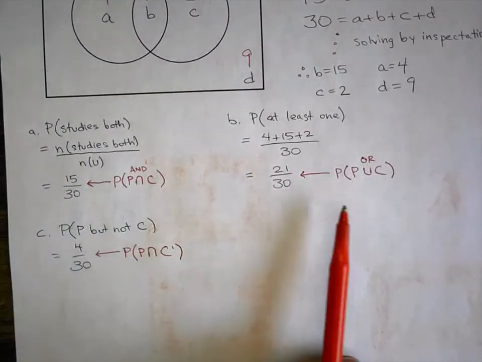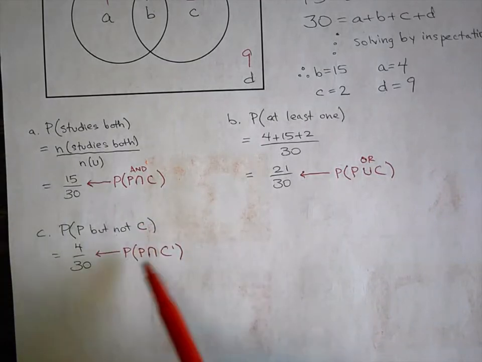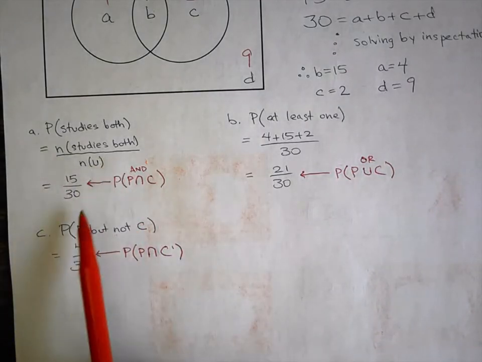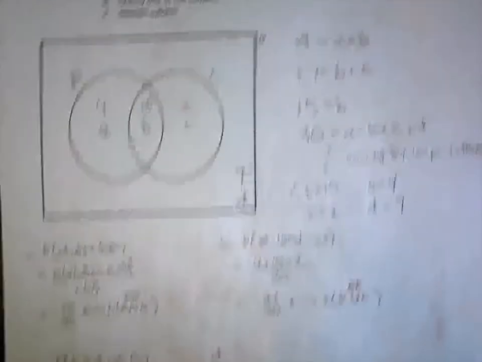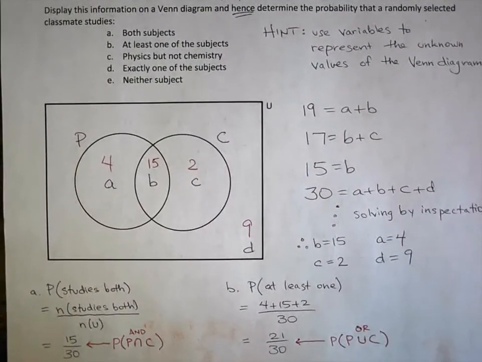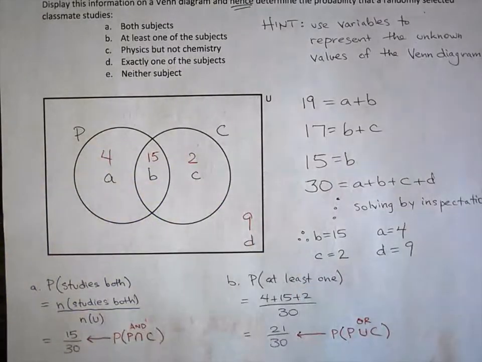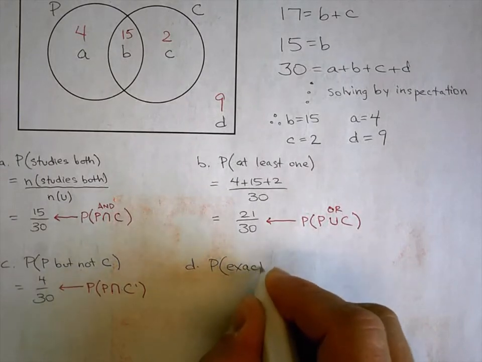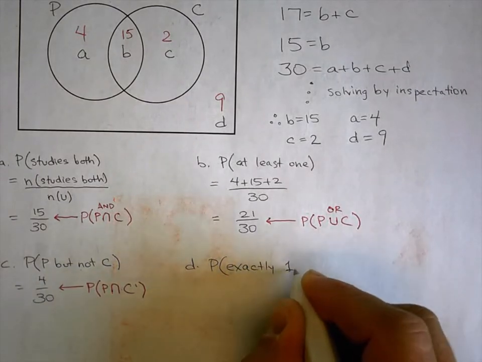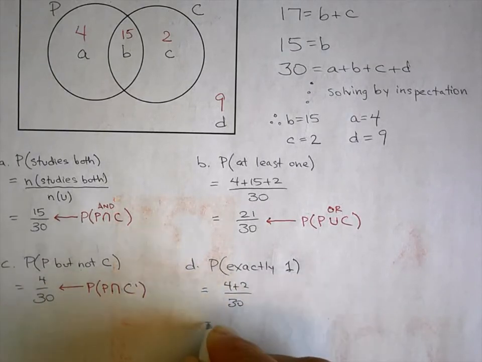Anyways, the question's not asking you for these notations. Don't get caught up in them. Don't worry, oh, I have to figure out this notation. All this question wants to know is the probability. Case in point, D, which is the probability a student studies exactly one subject. So that would be these students and these students. So that would be the probability of exactly one, which is 4 plus 2 over 30, which is 6 over 30.